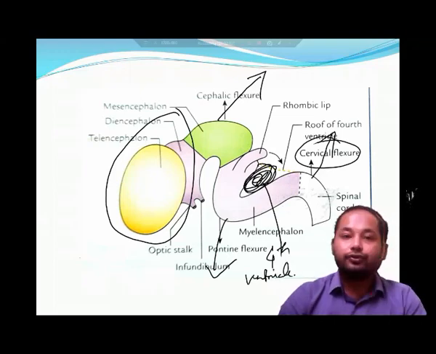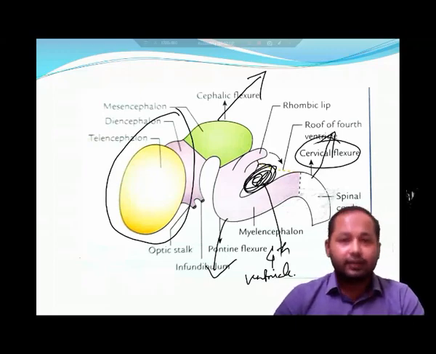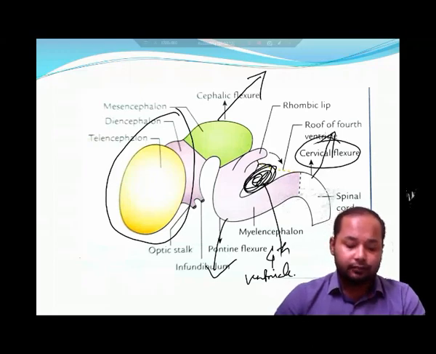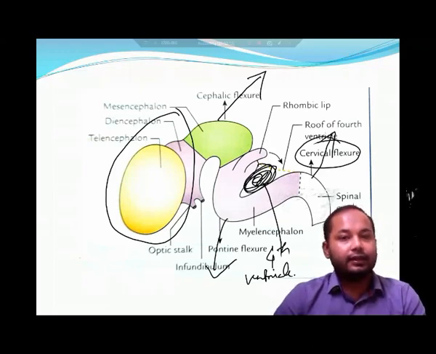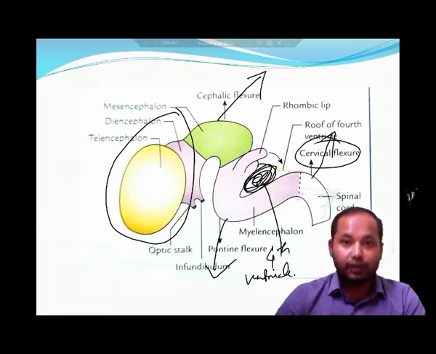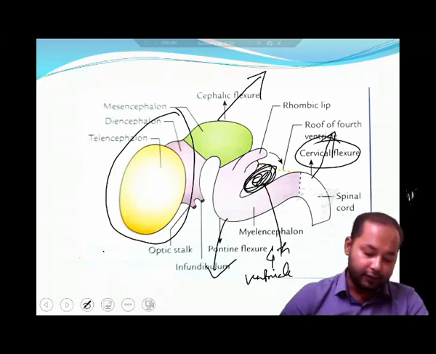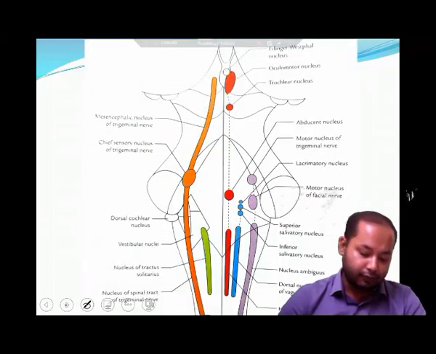Okay, so you should remember this diagram, and from the video that I have shown you, it is very clear that the 7 nuclei that I have shown you are actually forming the floor of the fourth ventricle. The 7 nuclei that I am talking about are present in the floor of the fourth ventricle. So let us go to the diagram once again.